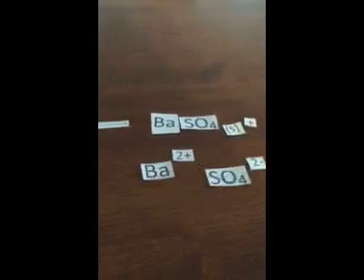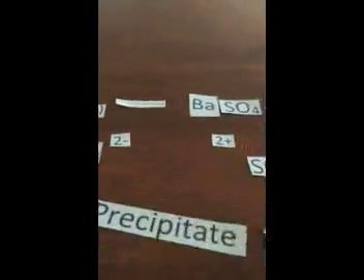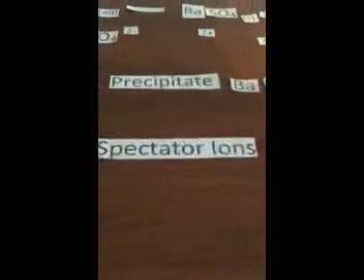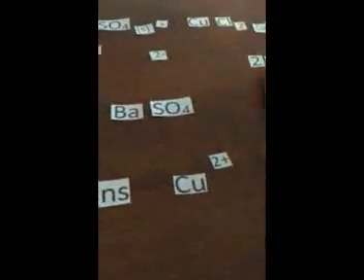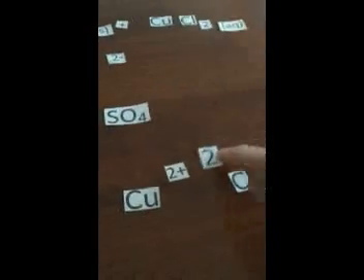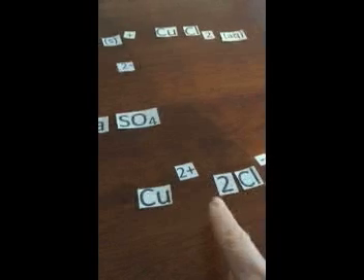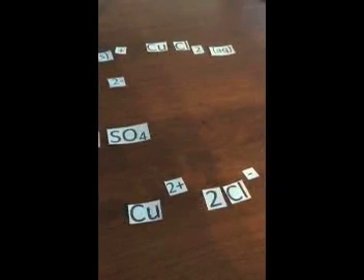So now the question is, did we have a precipitate? Yes, we did. Our precipitate was barium sulfate. And then what was left over? We had spectator ions. Our spectator ions were copper ions and chloride ions. And the interesting thing about it is, for every one copper ion that was in spectators, there are 2 chloride ions. Okay, I hope this makes sense. We'll try another one.